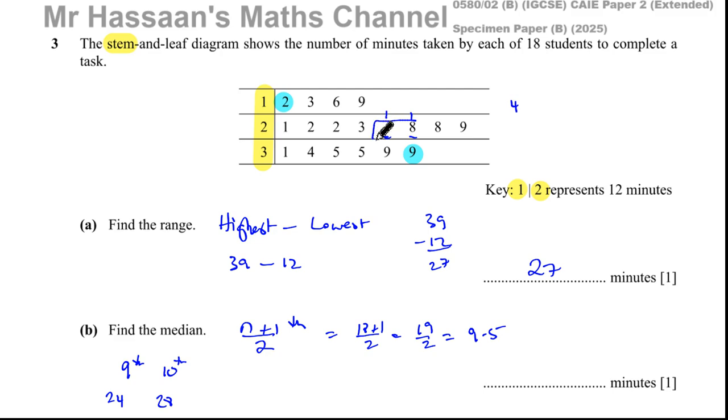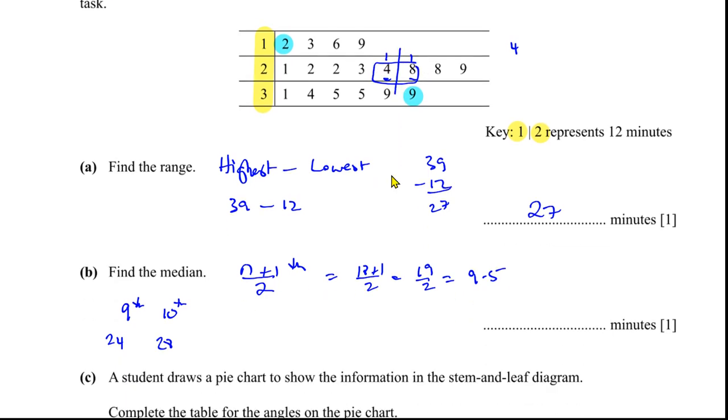These are the 2 numbers in the middle, and we've got to find what's halfway between them. Okay, to find what's halfway between them, we can see it's going to be 26 minutes. But if you're not sure, you do 24 plus 28 and divide by 2.